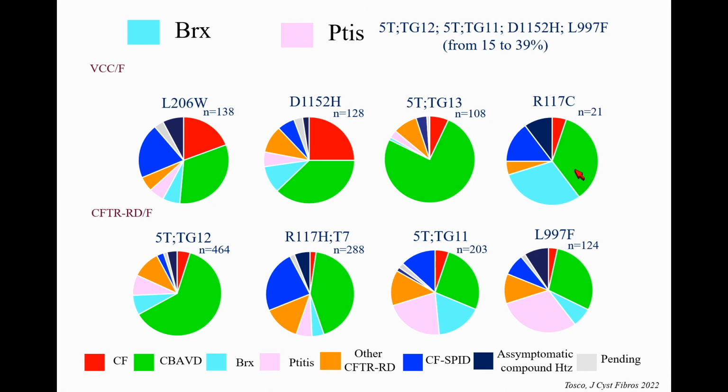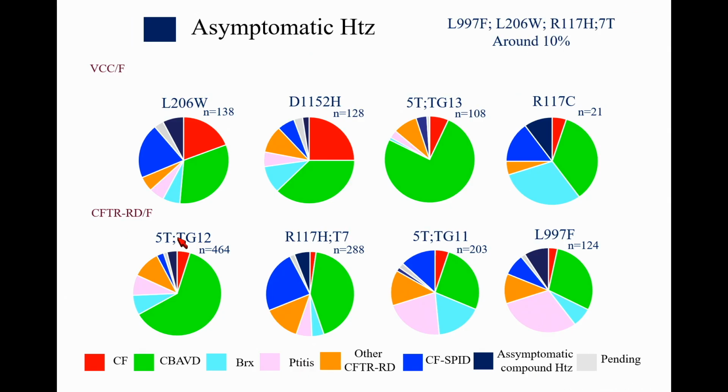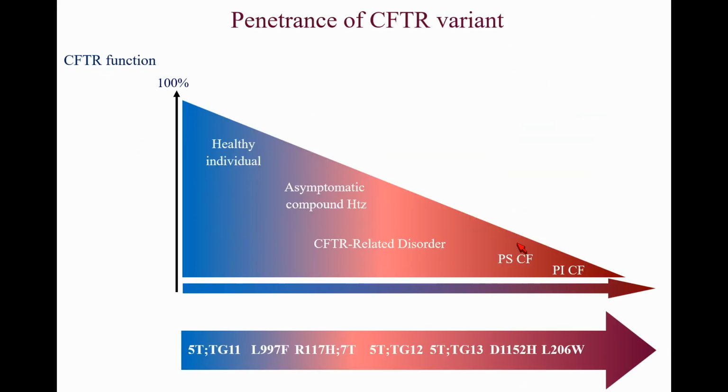But very interestingly, it was also reported in association with patients also presenting CBAVD, confirming the results of a very interesting Italian study published 2 years earlier, which reports that patients with CBAVD also do have bronchiectasis and pancreatic dysfunction when it is carefully investigated. Finally, asymptomatic heterozygous were highly frequently reported in L997F and R117H-T7 patients, around 10%.